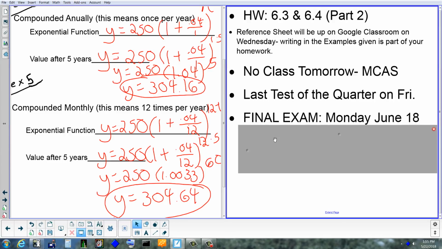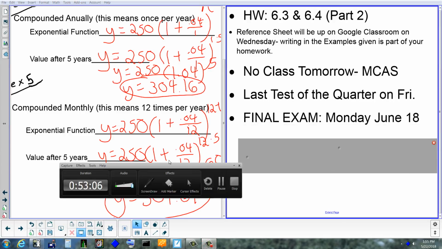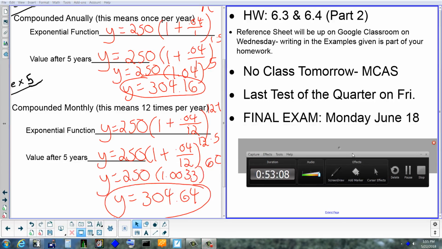Again, no class tomorrow. We have MCAS. Here's the schedule for tomorrow: 5, 6, 1, 2, 3. All right. Pay attention to Thursday. We only have half a class. All right, another double block. We only have period 7. We're going to do a few more new things on Thursday.